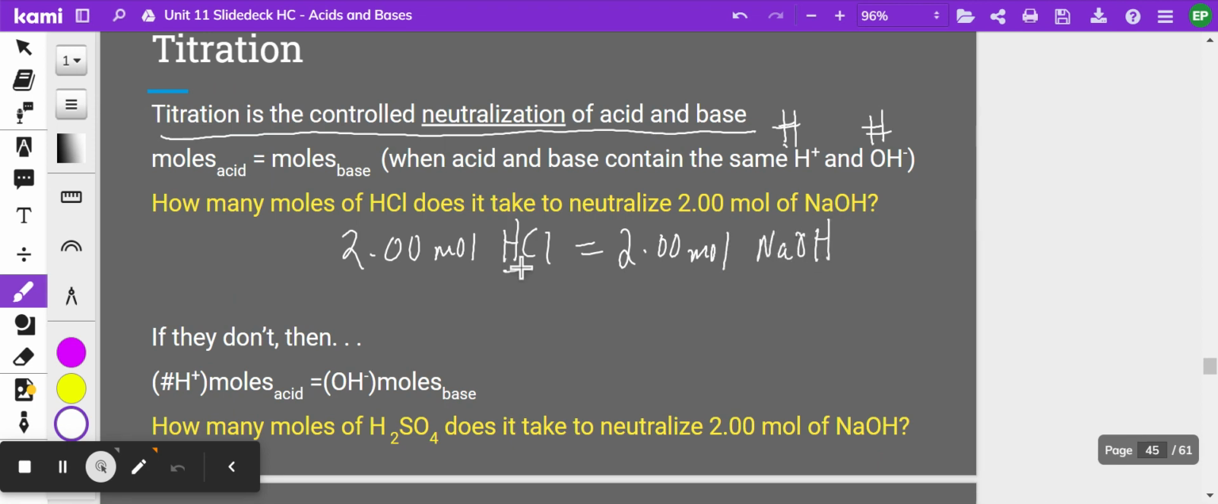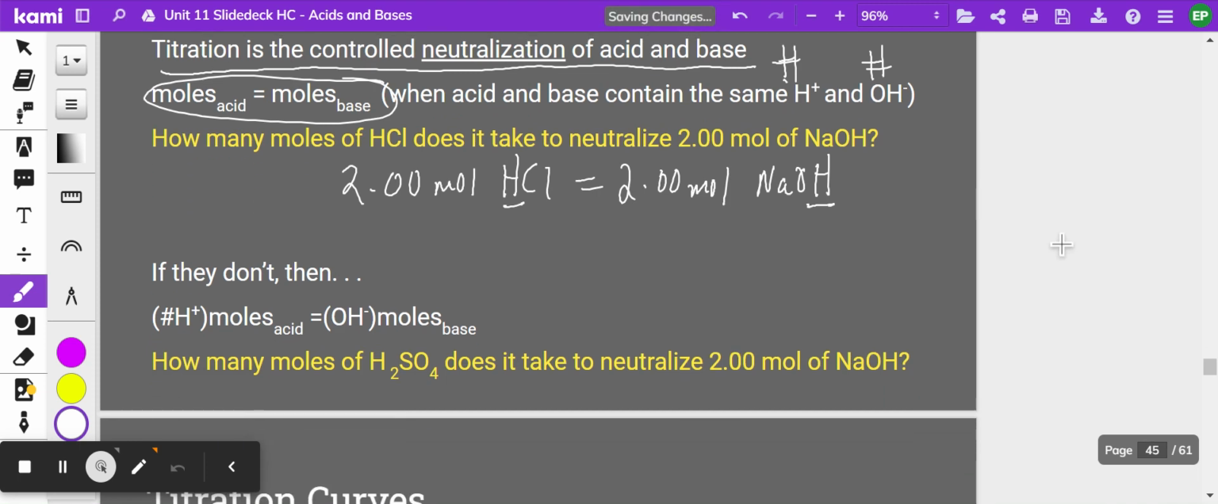And in the formula, there is one H and one OH. So our formula will work for us. Now, if that's not true, such as in our next question, we're going to make a slight modification. How many moles of sulfuric acid does it take to neutralize 2.00 moles of sodium hydroxide? In this case, we would note that in the left side of the equation, we're going to insert the number 2 for the fact that there's 2 H's for every particle of sulfuric acid. Now multiply that by the moles of acid, since that's our unknown in the question.